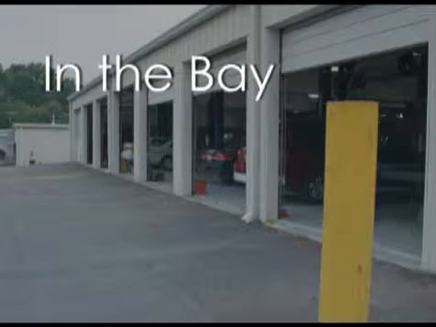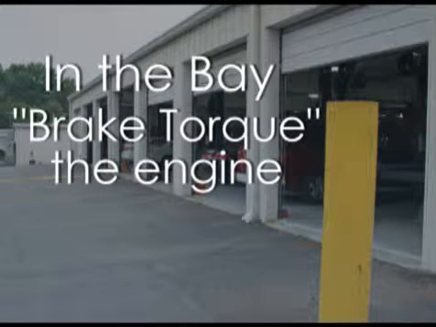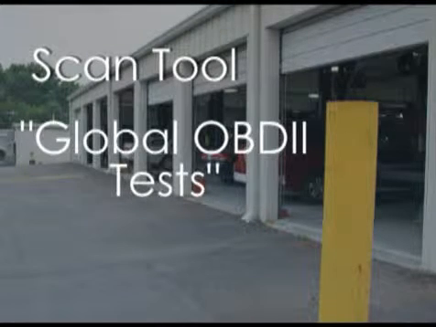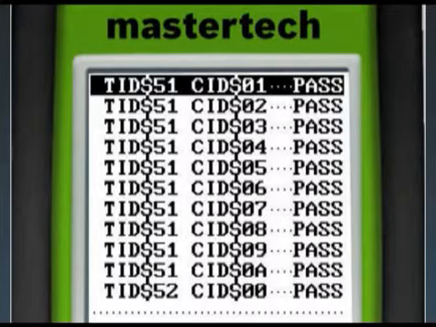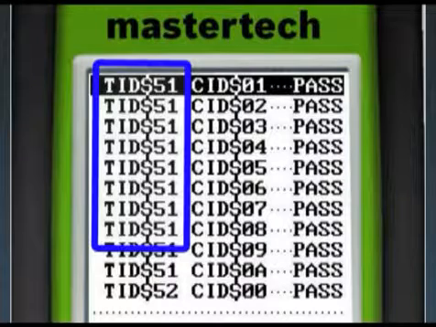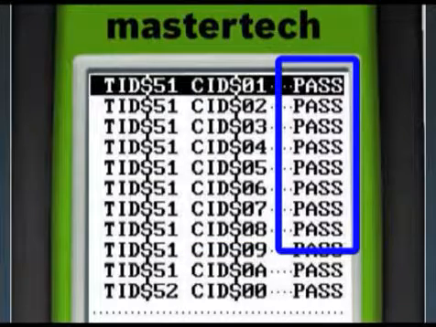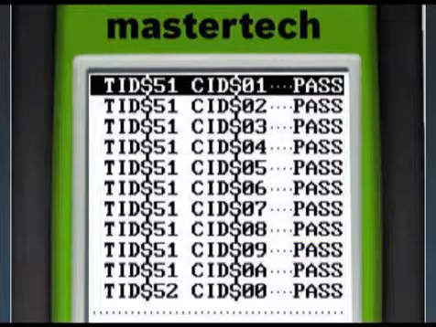Back at the shop, we try to brake torque the engine and can only get it to act up very intermittently. With our scan tool, we exit the vehicle-specific setup and go to the Global OBD2 section. We select Mode 6 Data and look at the Misfire section. On this vehicle, we choose TID 51 and SIDS 1 through 8, correlating with the individual cylinders. The data shows us that all the cylinders are passing. Our test drive tells us that one or more of these cylinders are indeed misfiring.